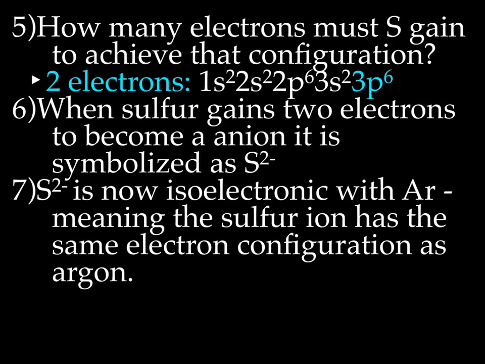Okay, so how many electrons must sulfur gain to achieve that configuration? Well, we just wrote it on the slide before. 2 electrons to become 3p6. When he gains 2 electrons, he's now going to have a negative charge, right? He's going to be S2 minus, not just S, because S is the atom symbol. S2 minus tells you that he's got 2 extra electrons, two extra negative charges. So now, the sulfur ion is isoelectronic with argon, meaning that the sulfur ion has the same electron configuration as argon.